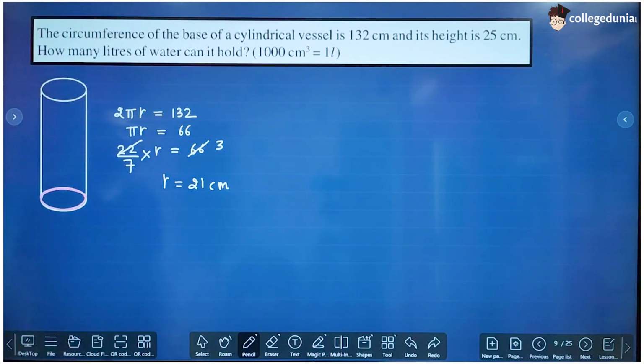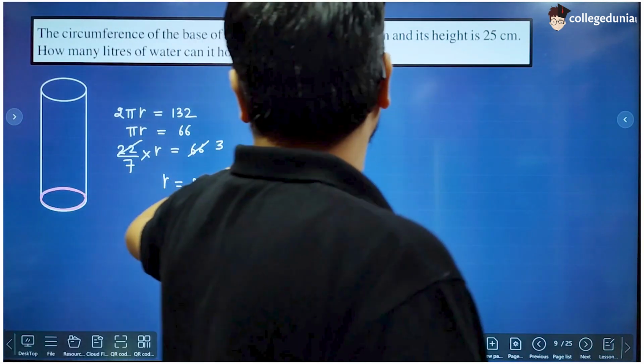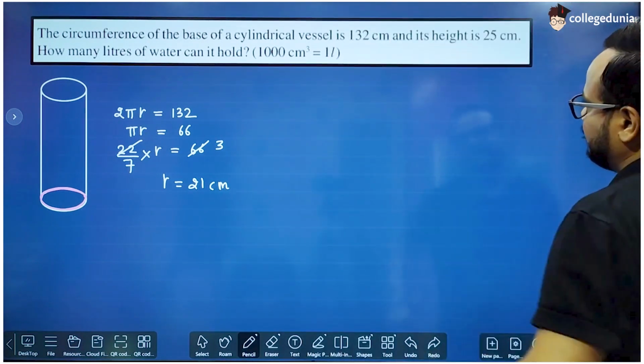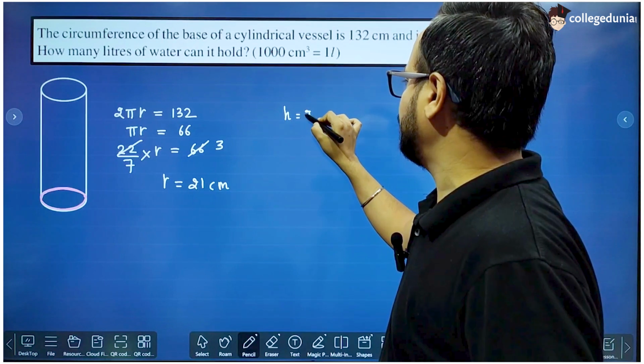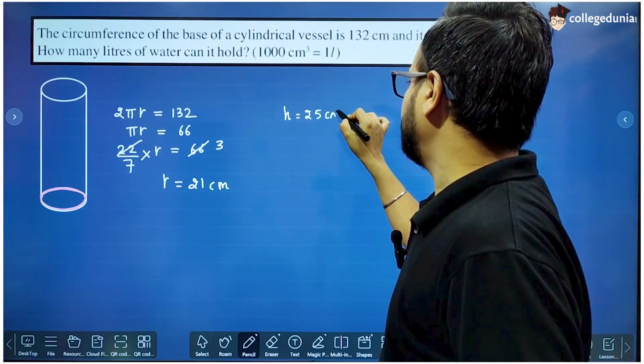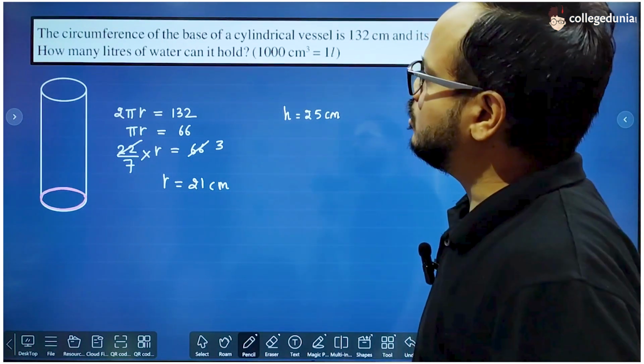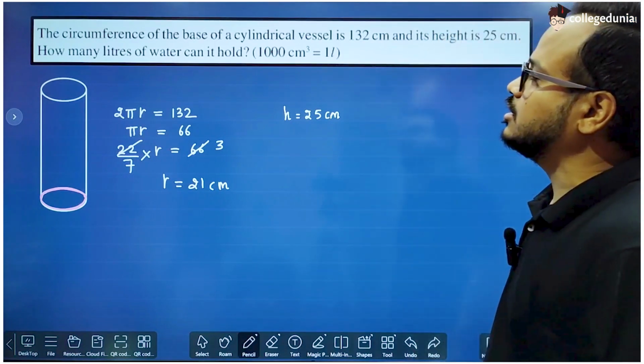We have just read the first line and we have calculated r. Do we need r in this question? Let's see. Height is given as 25 centimeter. Height of this cylinder is 25 centimeter. What are we supposed to calculate? How many liters of water it can hold?